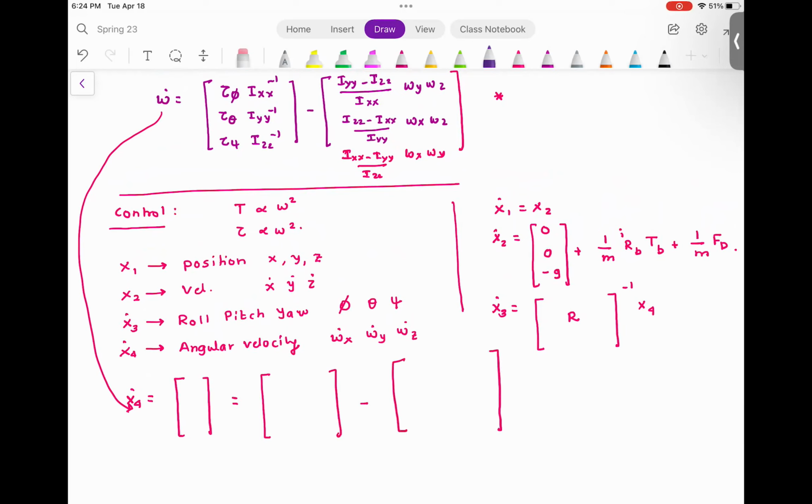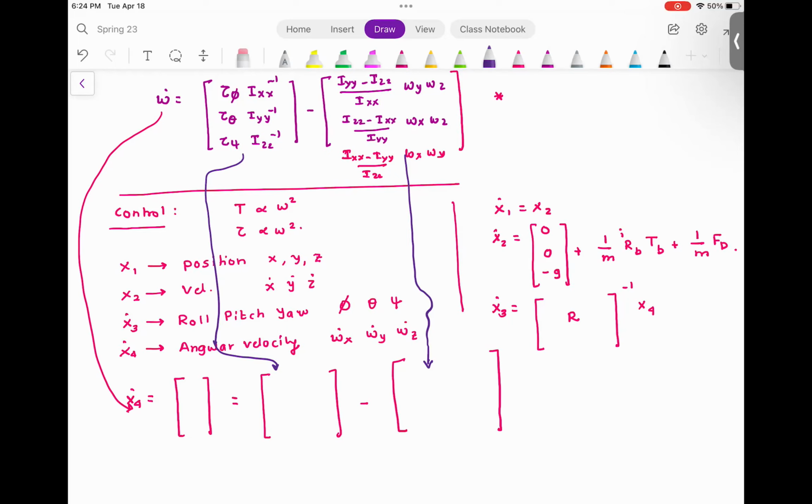So see, this term goes here and this term goes here. So now what we have is, this derivative of displacement is equal to velocity. The derivative of velocity, which is acceleration, is equal to forces divided by mass. So I have divided all the force terms by mass. The third equation relates the roll, pitch, yaw, which are the inertial rates, to x4.